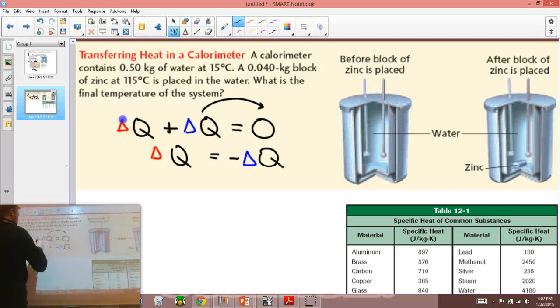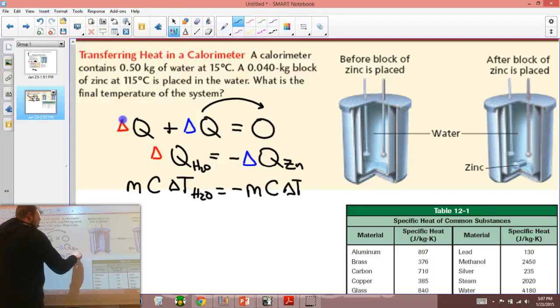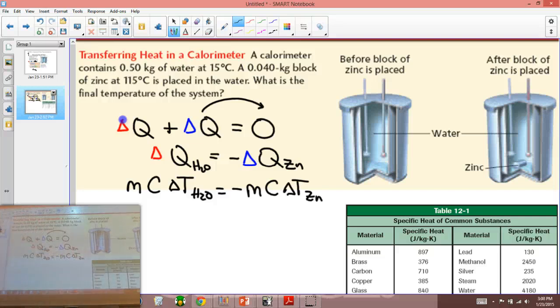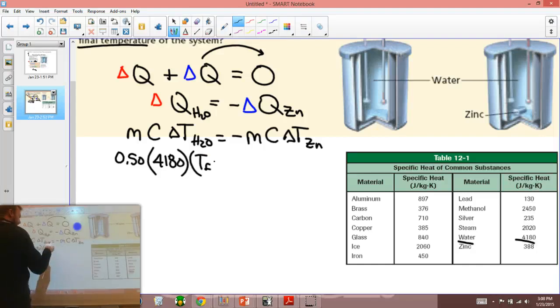The thing that's gaining heat, what's getting warmer in this case? It's the water. The thing that's losing heat is the zinc. Now, all we're going to do is say mc delta T for the water is going to equal the negative mc delta T for the zinc. And we just fill in everything we know, and we're going to solve for the final temperature. So the mass of the water is 0.50 kilograms. The specific heat of water, you go over to this chart over here. Water has a specific heat of 4180. The change in temperature is always the final temperature, which we don't know, minus the initial temperature. And the initial temperature of water is 15 degrees Celsius from the problem.